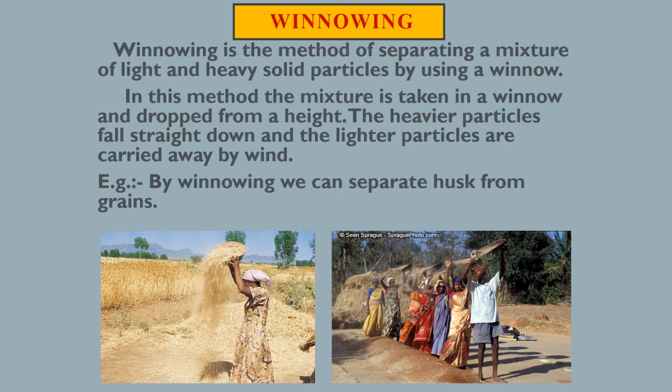The next method is winnowing. Winnowing is a method of separating a mixture of light and heavy solid particles by using a winnow. In this method, the mixture is taken in a winnow and dropped from a height. The heavier particles fall down straight and the lighter particles are carried away by wind. By winnowing, we can separate husk from the grains.